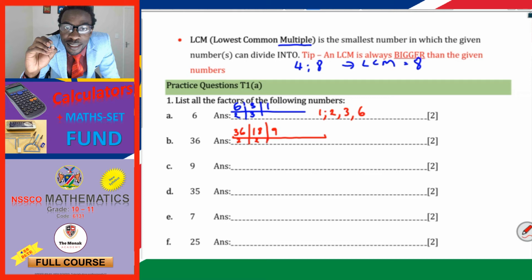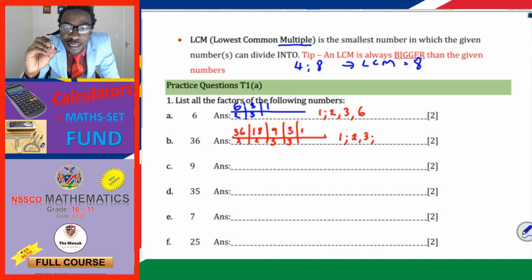And then, so we know the next number 2 will not go into 9 anymore. We try 3. 3 goes into 9 3 times. And we try 3 again. 3 goes into 3 once. Once you reach 1, then you know you are done with your factors. So let's list them down. So we have 1. We have 2. We have 3.